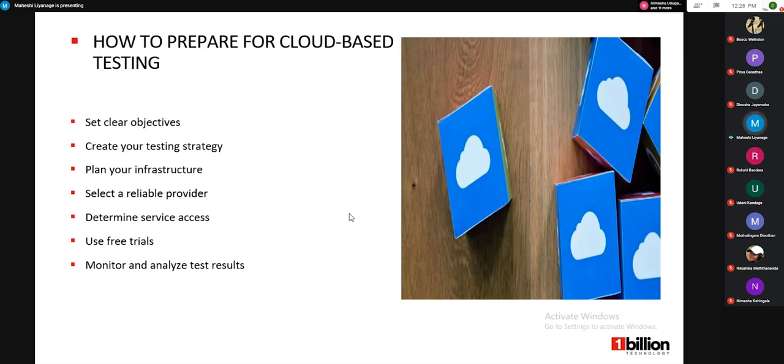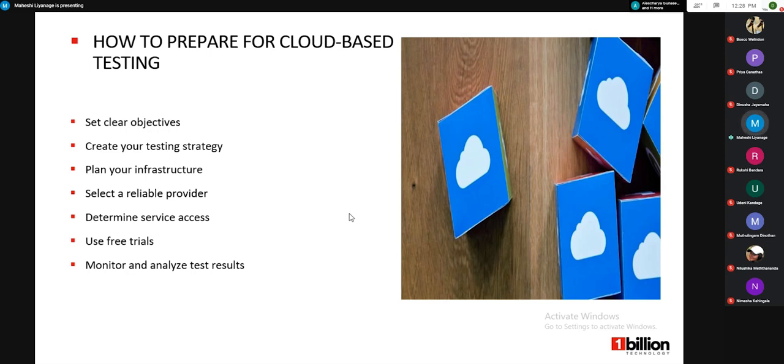As we know, there are benefits, advantages, and disadvantages. To gain the real benefit from it, we have to use some tips. So the first one is set clear objectives. To gain the real benefit from it, we should have a clear understanding of business requirements.